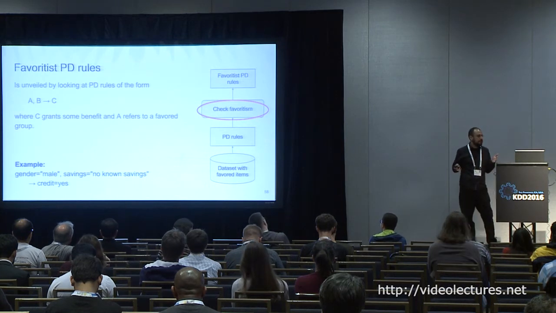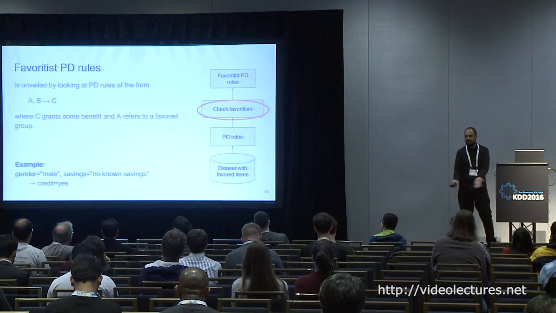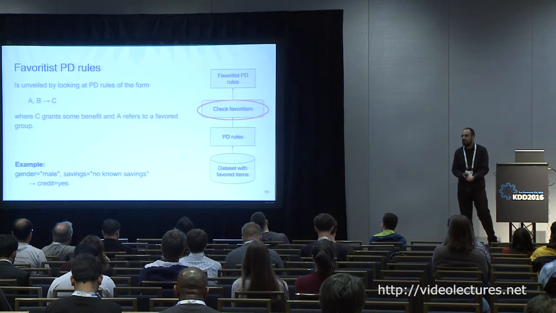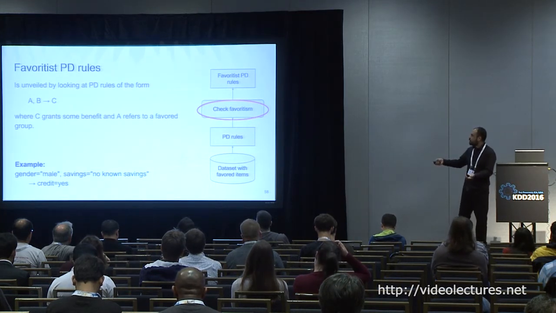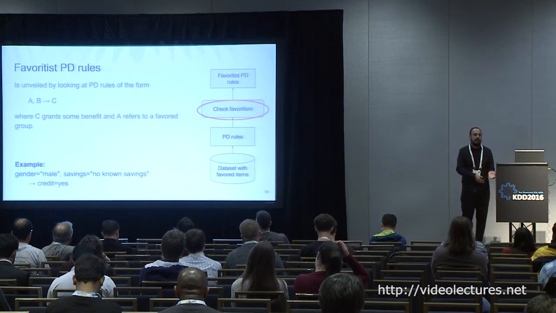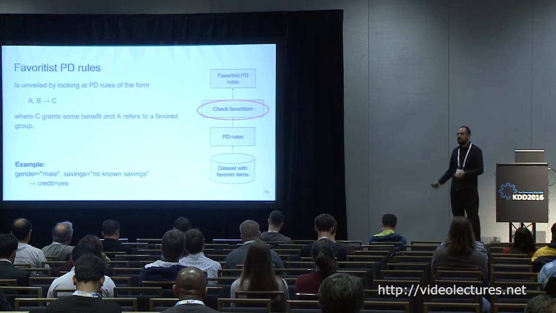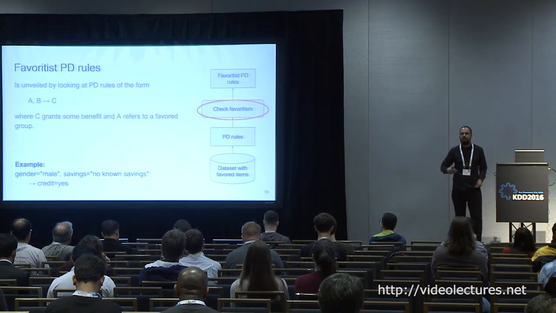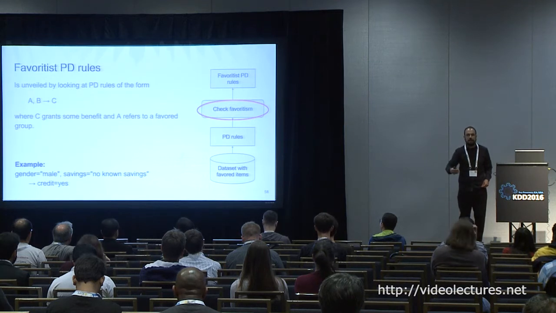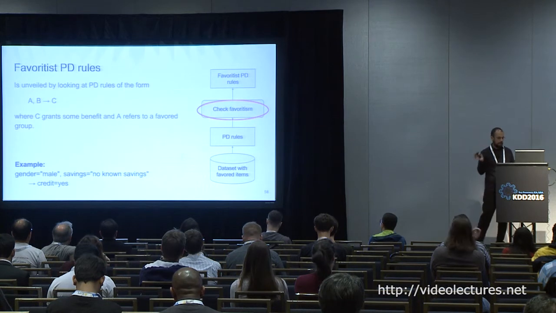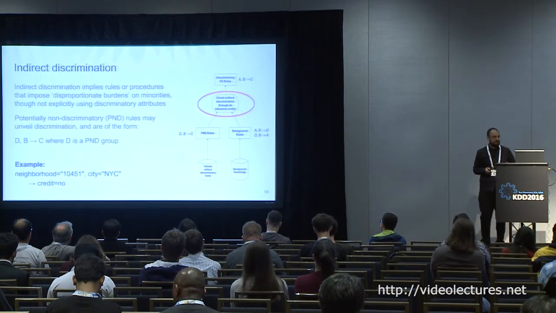Now, of course, if you are interested in finding discrimination cases, you can actually find the opposite. You can find in this database of rules that favor a certain group. If you find something like, with high confidence, people who are male and have no history of saving money get a credit, then you can claim, well, there is favoritism. They are being favored by whatever decision process is taking this, algorithmic or human.